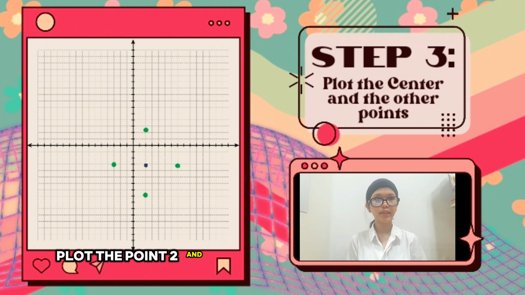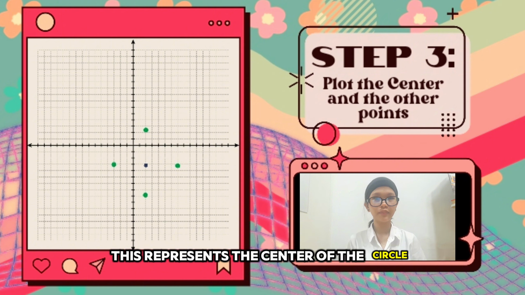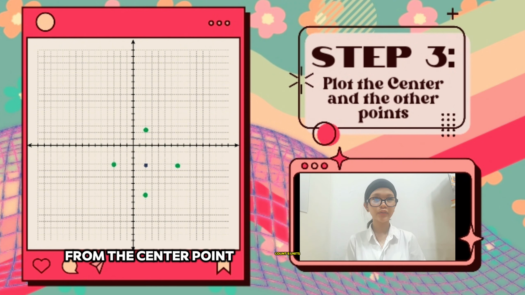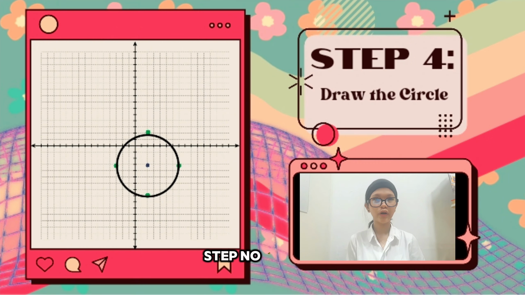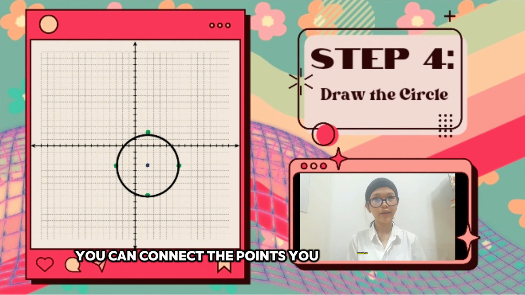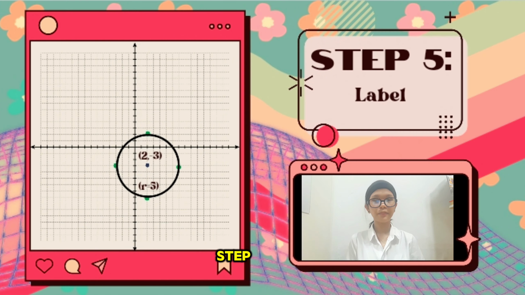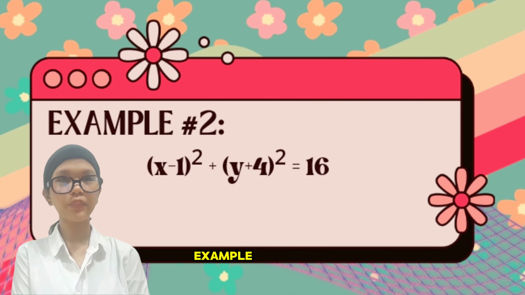Step 3. Plot the center and the other points. Plot the point 2 and negative 3 on the Cartesian plane. This represents the center of the circle. From the center point, count 5 units in all directions to mark the points that lie on the circle. Step number 4. Draw. To draw the circle, connect the points you mark on step 3. Step 5. Label.